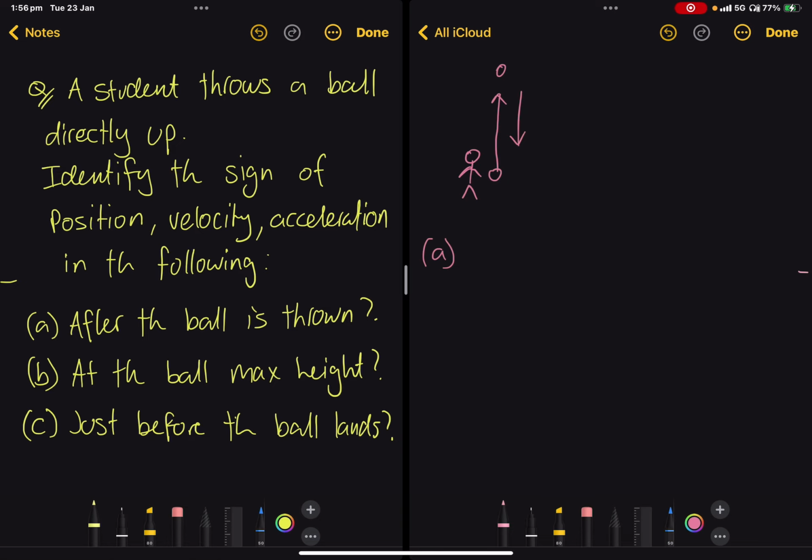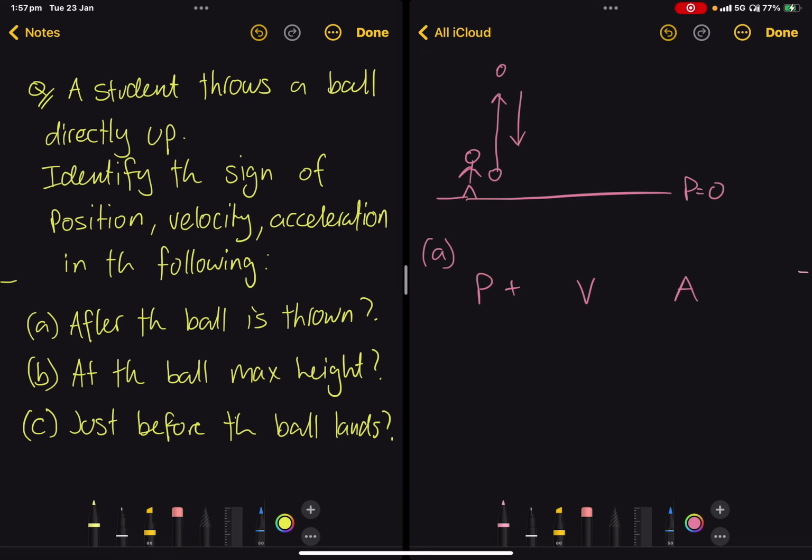So we could assume a few different places where the position begins. I'm going to assume that the position is the ground. So position equals 0 is the ground. So we need position, we need velocity, and we need acceleration. So identify the sign of the position after the ball is thrown.